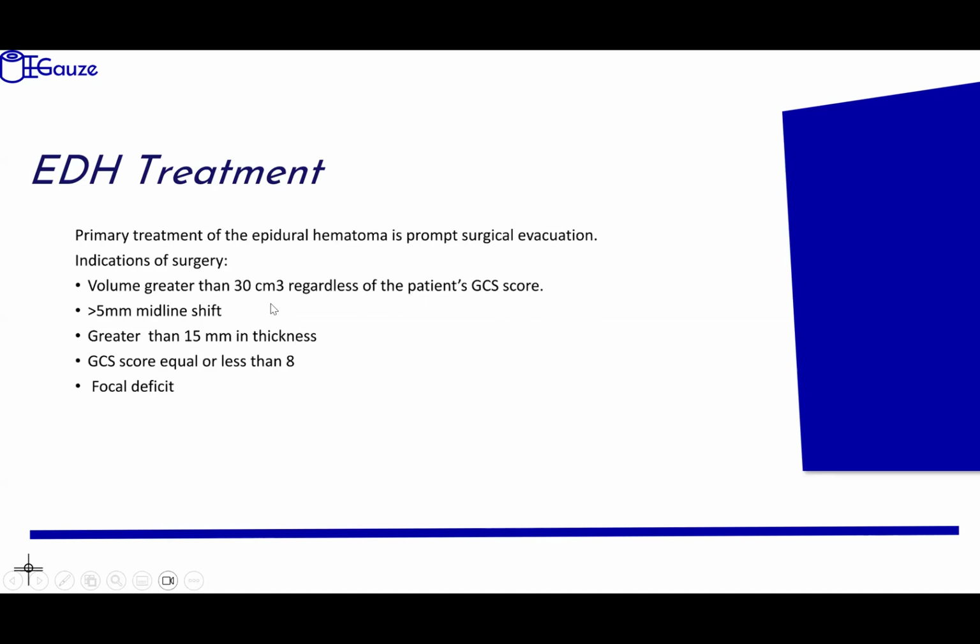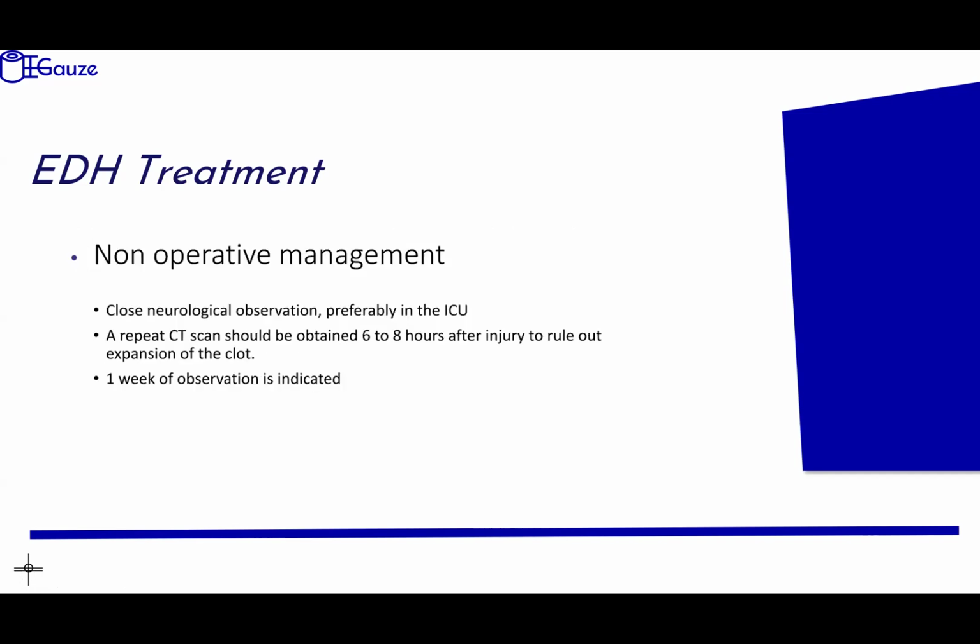If the volume is more than 30 centimeters, and the patient's GCS, even if it's more than 8, you should evacuate. Also if there is midline shift more than 5 millimeters, or if the thickness is more than 1.5 centimeters, and if there is a focal deficit or low GCS, equal to or less than 8.